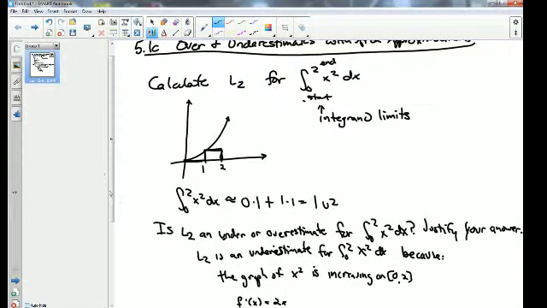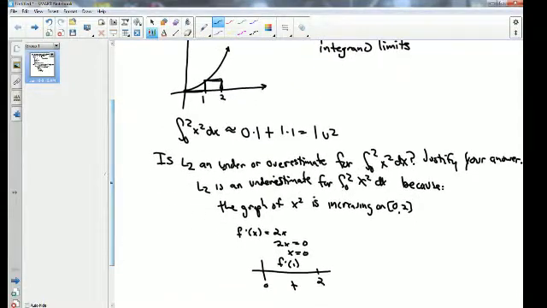All right, so this is an underestimate. L2 is an underestimate because x squared is increasing on the interval. And we've shown that with the derivative. Okay?